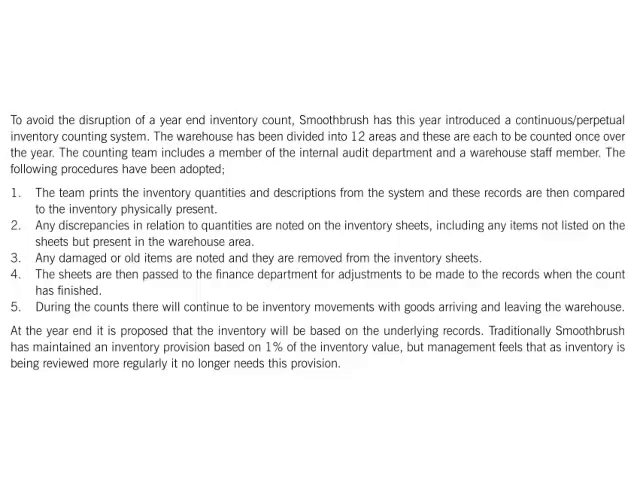To avoid disruption of the year-end inventory count, they have introduced continuous inventory counting. The warehouse has been divided into 12 areas, and each of these is to be counted once over the year. And the first thing I think we could probably say is, if we're looking at controls, we need some sort of control to make sure that each is counted once, or maybe ideally in some cases more than once per year. So what is the control mechanism?